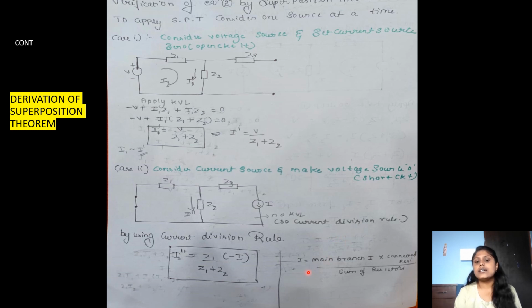As you can see, the current division rule says main current into the connected resistor divided by the sum of the resistors which are connected. Here I am finding the response in the case of I double dash. I double dash is flowing in this direction, so I have to take Z1 and Z2 as parallel, and I double dash is equal to Z1 by (Z1 plus Z2) times minus I. Why have I taken minus I? Because of the direction.